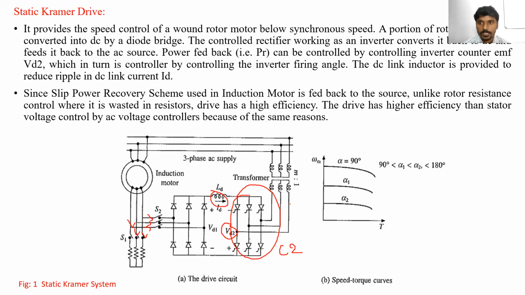Clear? So here, unlike the rotor resistance control, where the slip power is wasted in the resistors, in the slip power recovery scheme the slip power of the induction motor is fed back to the source. The drive has a higher efficiency than the stator voltage control. The efficiency of the stator voltage control is less than this method. So we can improve the efficiency compared with the stator voltage control technique.